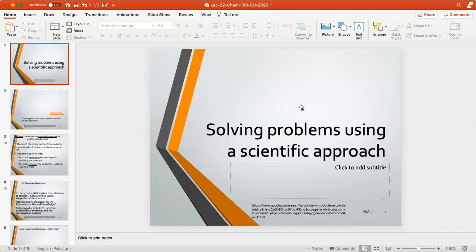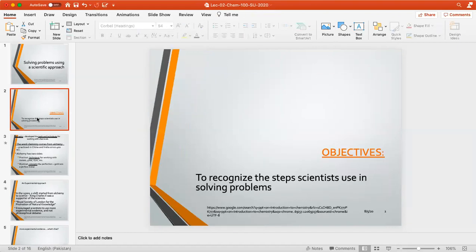Okay, so we start with the scientific method information because this is a science subject, that is chemistry, and we have to study stepwise how we find the solutions to the problems. So this is the main theme and the route by which we follow to get the required results. So the topic is solving problems using a scientific approach. And this is the way we deal in chemistry.